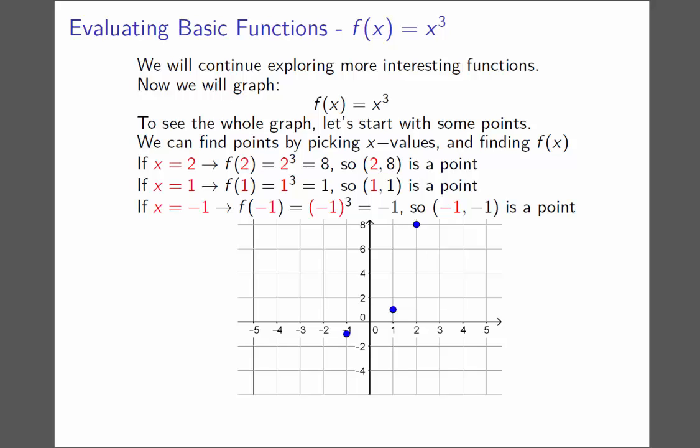We don't have too many points yet, so let's plot some more to get a better picture. If x is 0, then f of 0 is 0 cubed, which is 0 as well. So we get the point (0, 0). And if x is a half, then f of a half is 1 half cubed, which is 1 half times 1 half, a quarter, times 1 half again, is an eighth. So we get the point (1/2, 1/8).